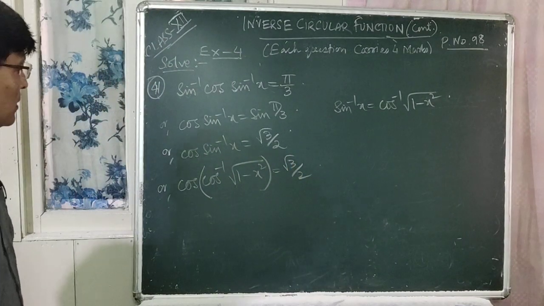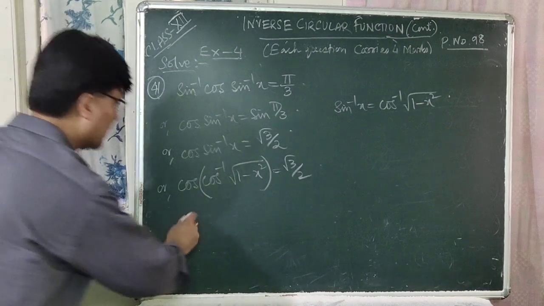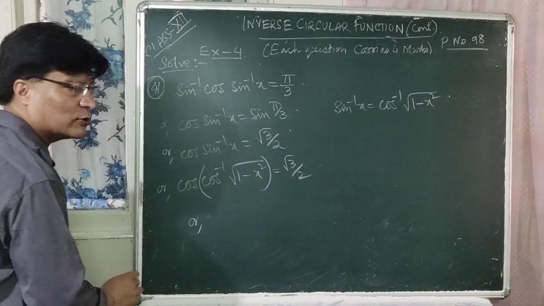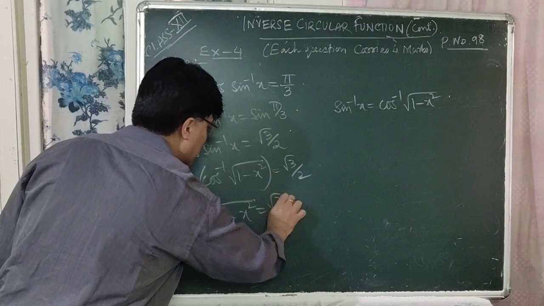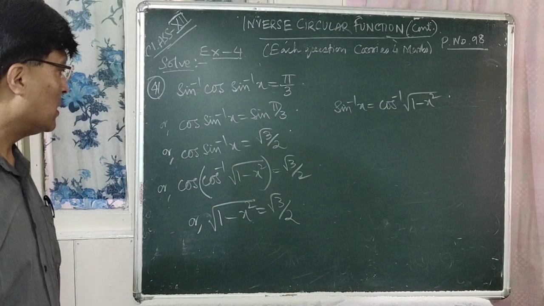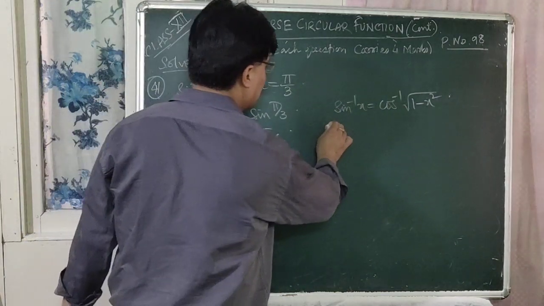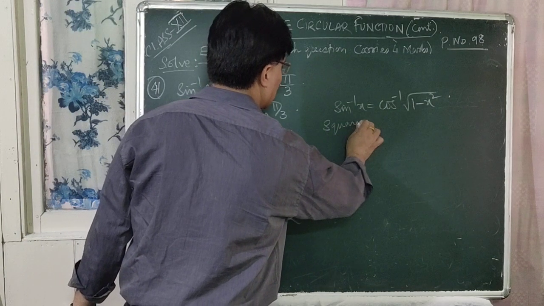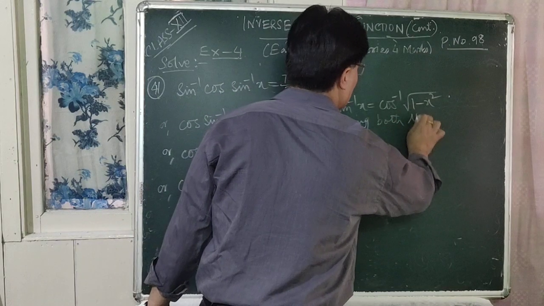Understood? Now what is cos inverse x? That is only x. But here you can write, what is cos inverse root over 1 minus x squared? It is root over 1 minus x squared is equal to root 3 by 2. Is that clear? Now we remove the square root. How can we remove the square root? Squaring both the sides.